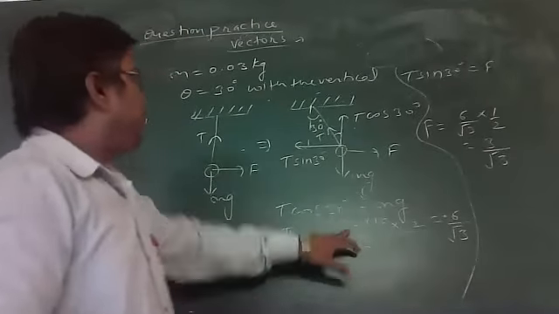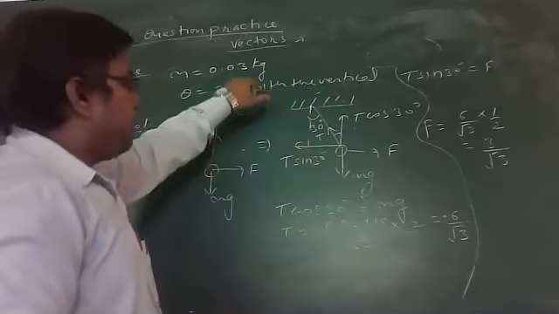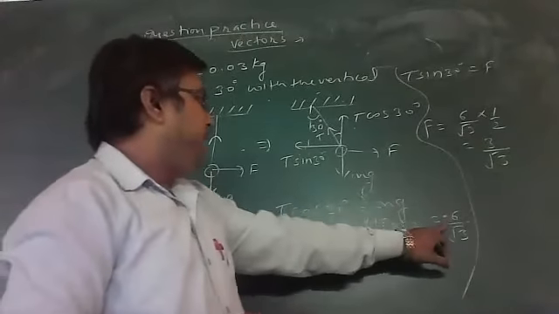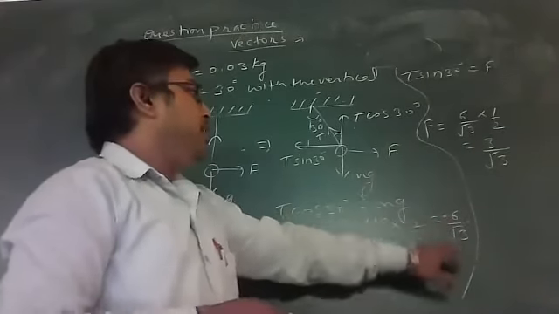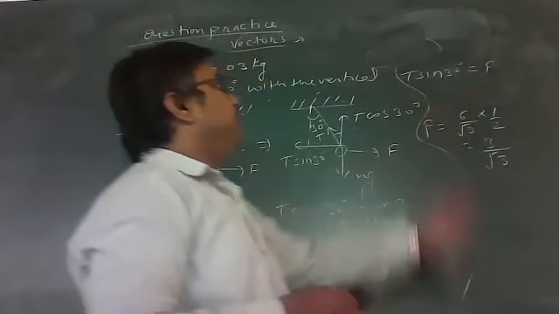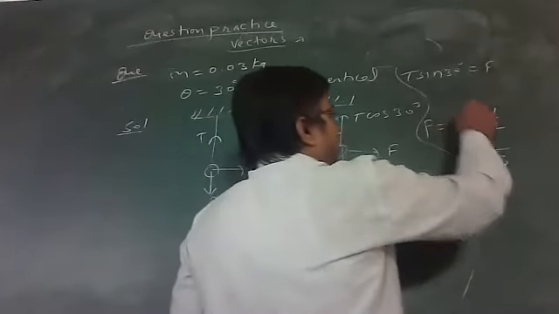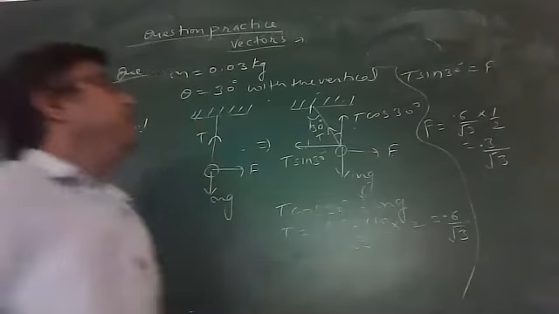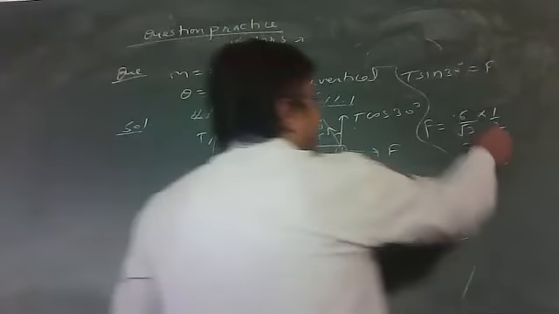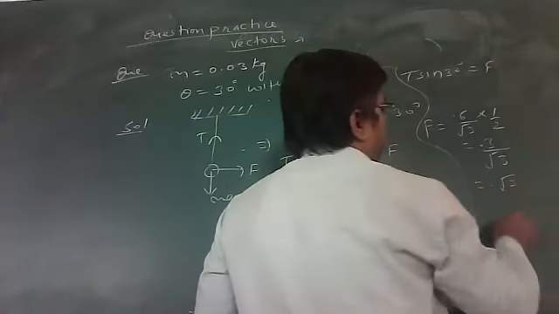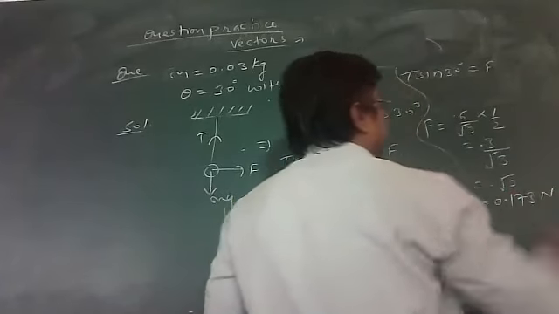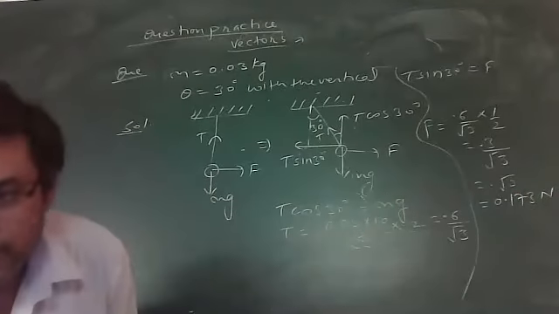Here it is 0.03, this is the mass given to you. I have to multiply it with G, that is 10. 0.03 into 10, you will get 0.3, into 2, you will get 0.6 divided by root 3. That is the value of T. And T sin 30 will give you the value of the horizontal force. It is 0.6 by root 3. Please make it correct. It is 0.3 by root 3. 0.3 by root 3, what will you get? 0.3 divided by root 3, where root 3 is 1.732. You get 0.173 Newton.